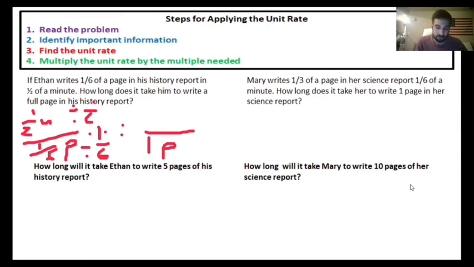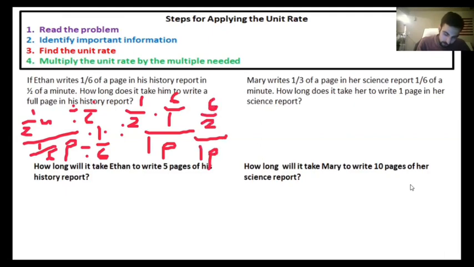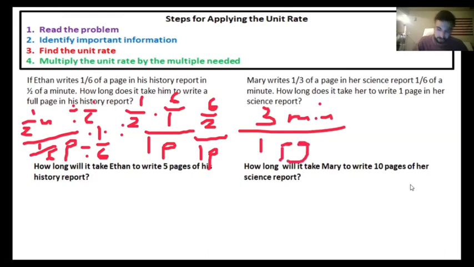So now on the top, we're going to have that 1/2 divided by 1/6. So we're going to keep, change, and flip to get 6/2, which reduces down to 3 minutes for 1 page.